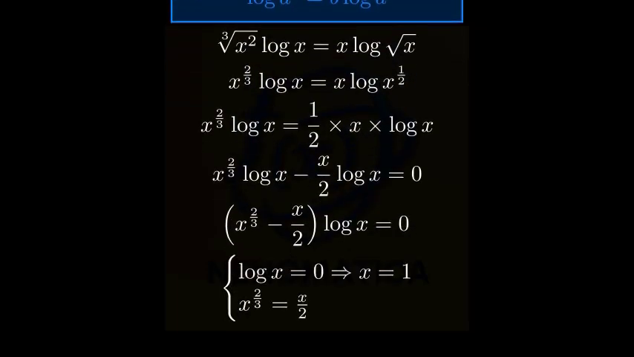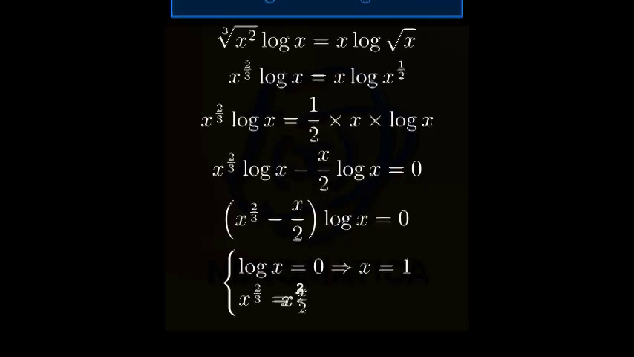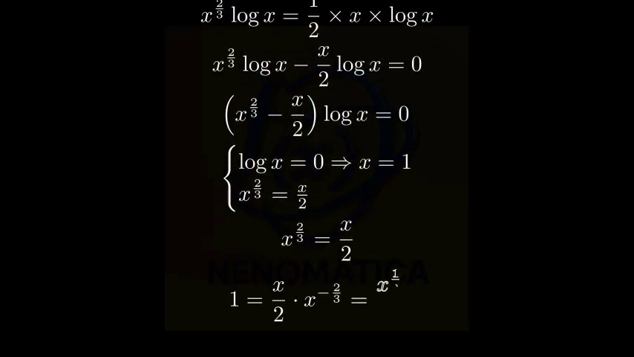Case 1, log x equals 0, which implies x equals 1. Case 2, x to the power of 2/3 minus x over 2 equals 0. Solving this equation for the second case, let's solve x to the power of 2/3 equals x over 2. We can manipulate this to find the value of x.